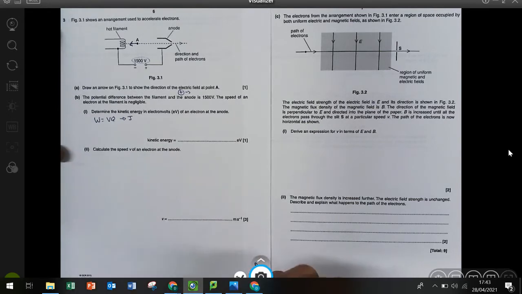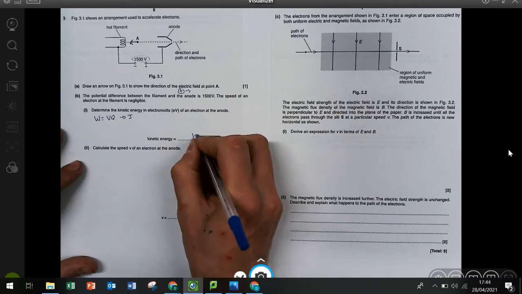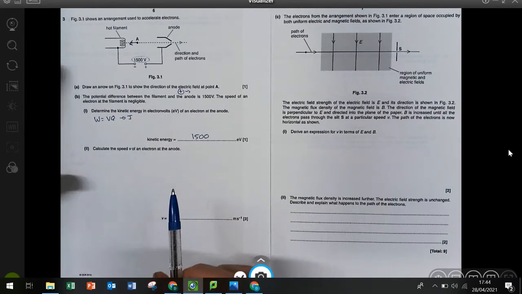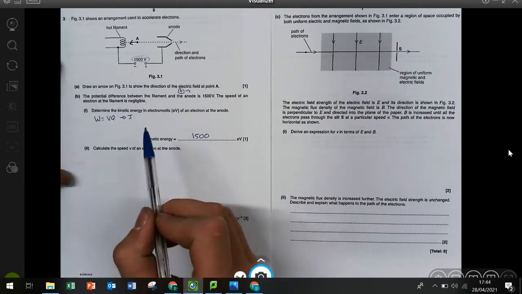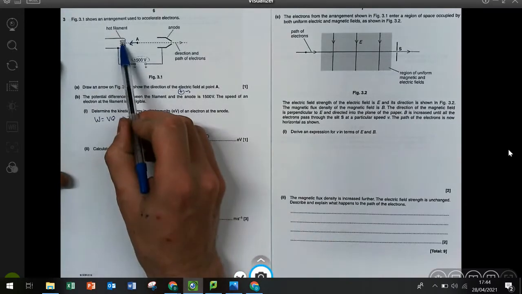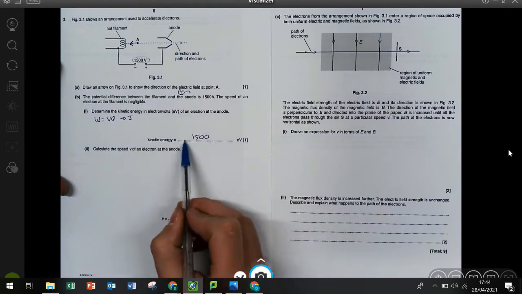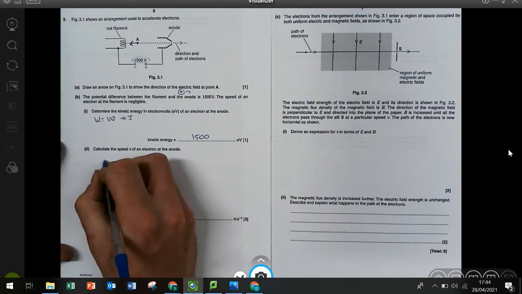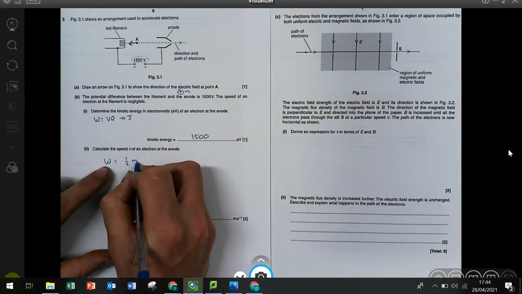So what this is really saying is it was a bit of a trick question almost, in that the answer is just 1500, because 1 electron volt is the energy gained by 1 electron traveling through a potential difference of 1 volt. If we have 1 electron traveling through a potential difference of 1500 volts, then it's going to gain 1500 eV.